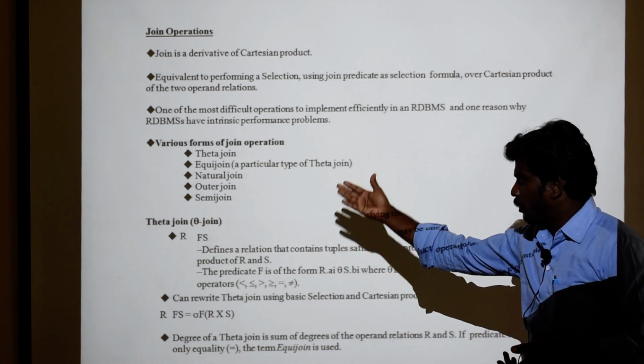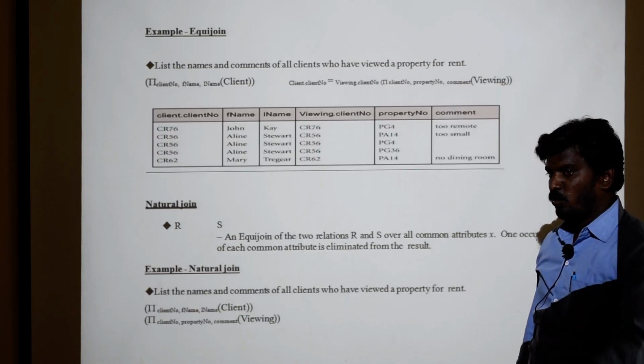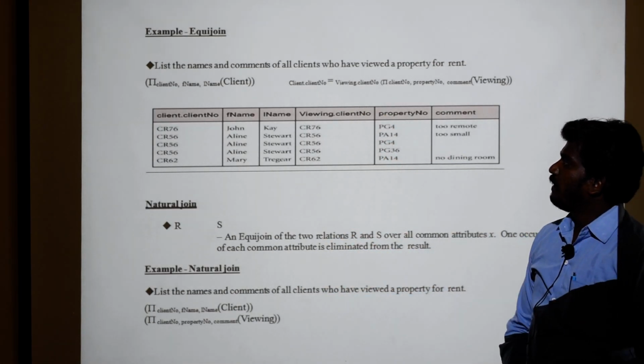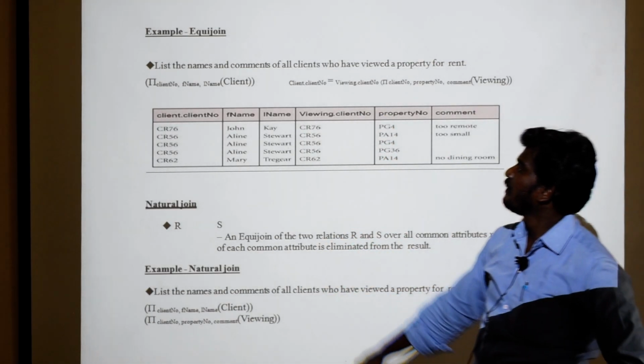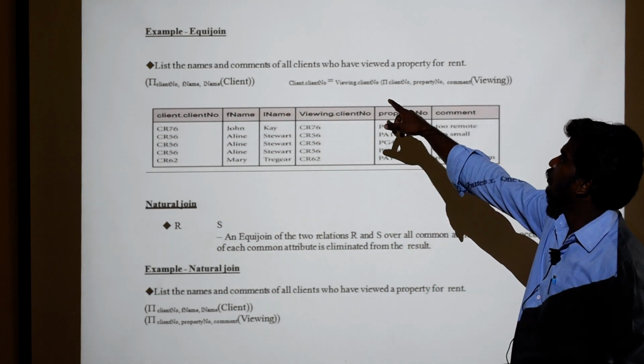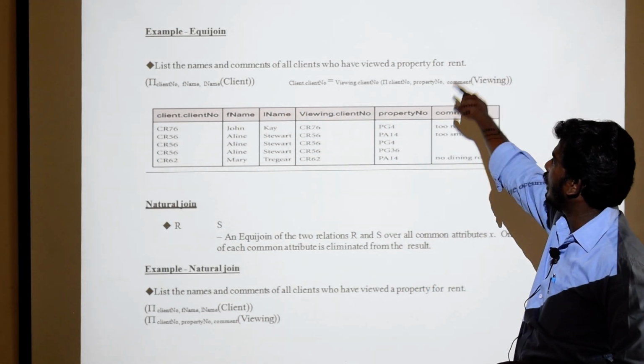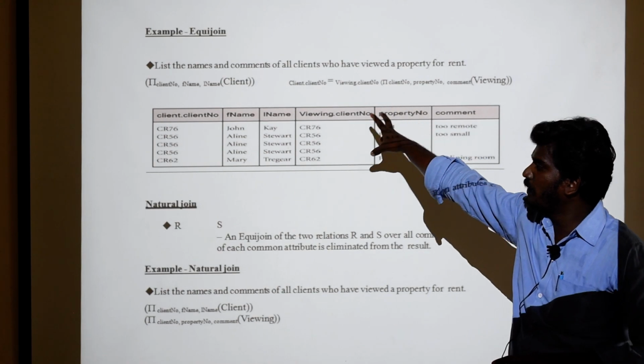The next one, theta join is completed. Then move on to the next slide. So for the equijoin, the example is: list all the names and comments of all clients who have viewed a property for rent. This is the more important one.